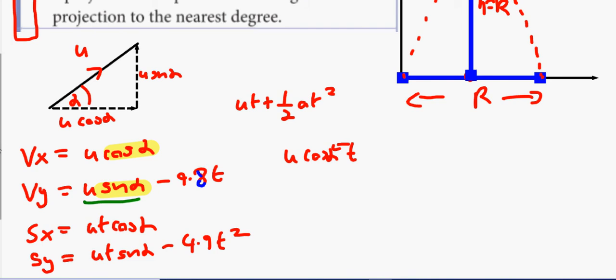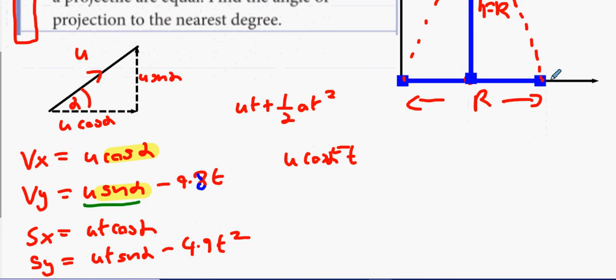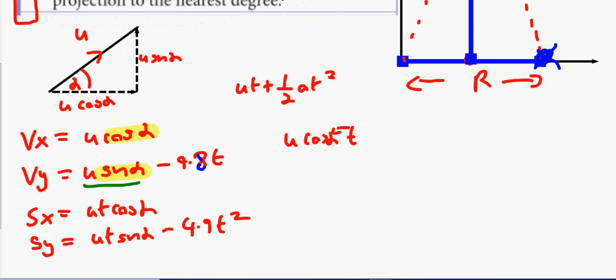Alright. Let's find the time of flight. Let's find how long it's in the air for. How do you find the time of flight? What's guaranteed about the landing part? Put this equal to 0. Let's find out what we're doing.